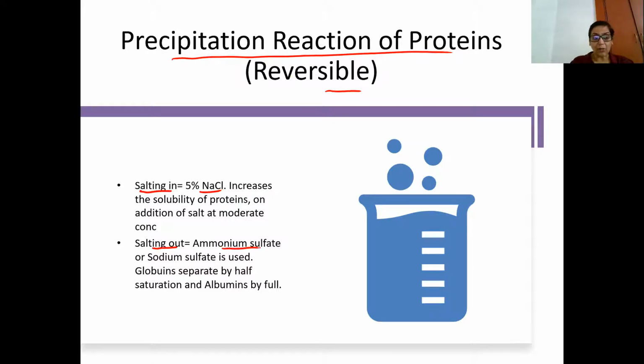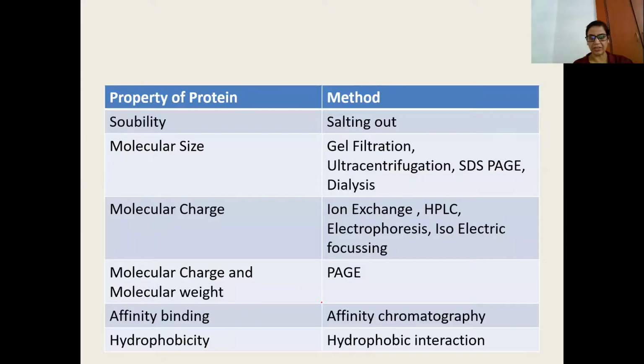In salting out, ammonium sulfate or sodium sulfate is used. It is used to saturate the solution so that the protein starts settling at the bottom. At that particular point, we can take the protein out. Globulins are separated by half saturation and albumins by full saturation, because this depends on their molecular weight. Molecular weight is the predetermined point in this separation. Right, so these are the precipitation reactions.